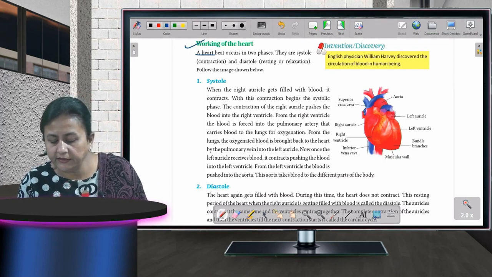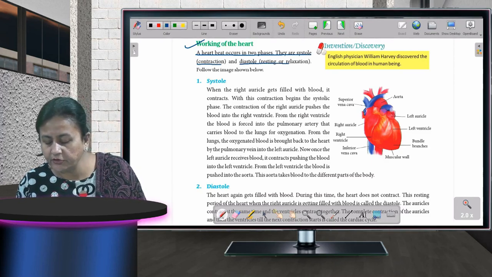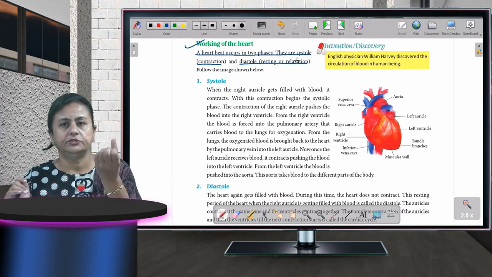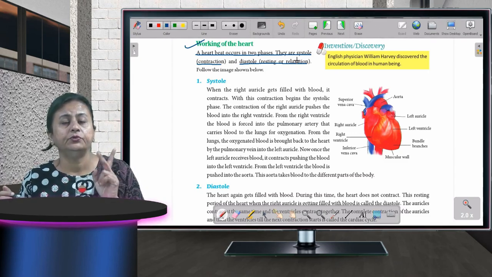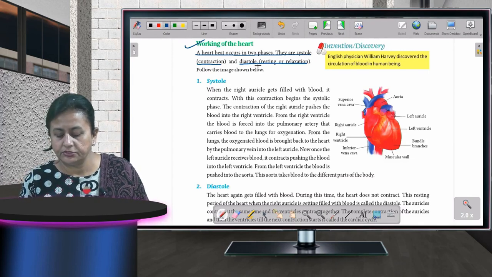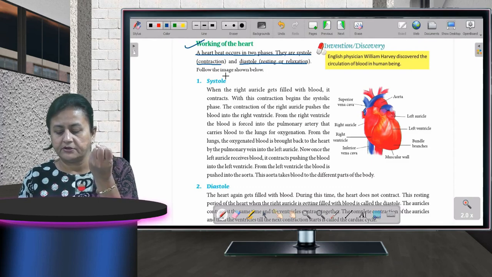The heartbeat occurs in 2 phases. They are systole, that is contraction, and diastole, resting or relaxation. Our heart goes thuk thuk, like this. It works like this. It is working in 2 phases: systole, and the second one is diastole. Systole means contraction, and diastole is relaxation.